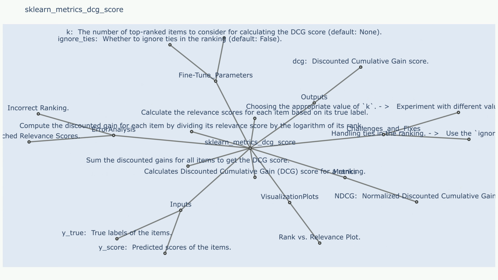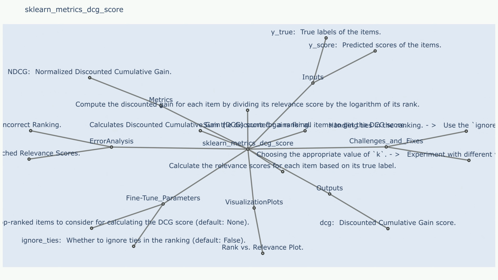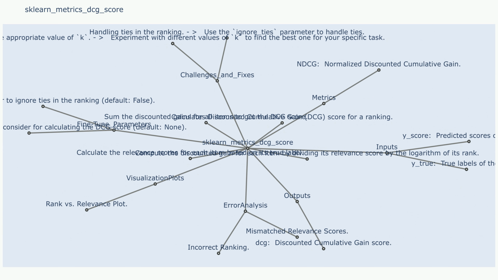Steps: the function first calculates the discounted relevance score for each item in the ranked list by taking the relevance score of the item and dividing it by the logarithm base 2 of its position in the list. It then sums these discounted relevance scores for all items in the list, resulting in the DCG value. Metrics: DCG: the higher the DCG, the better the ranking performance. It indicates that the highly relevant items are placed higher in the list.